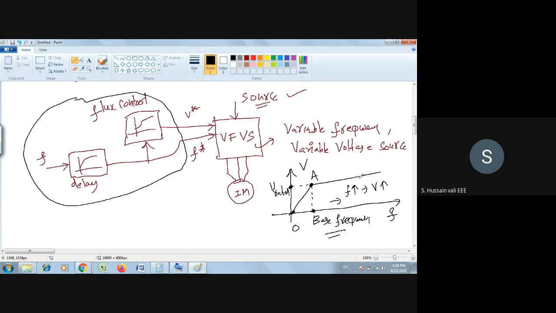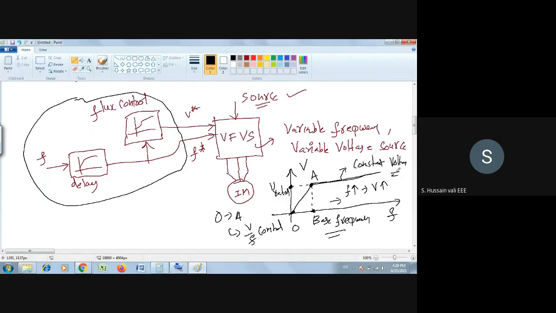This one, 0 to A, is V by F control. V by F control in the sense both have proportionality. You decrease the frequency, voltage also decreases. If you increase the frequency, voltage also increases, till A. But beyond that, if you want to increase the frequency, you cannot increase the voltage. Rather, you maintain the voltage constant. That's the reason you put the horizontal line. So this part is constant voltage.